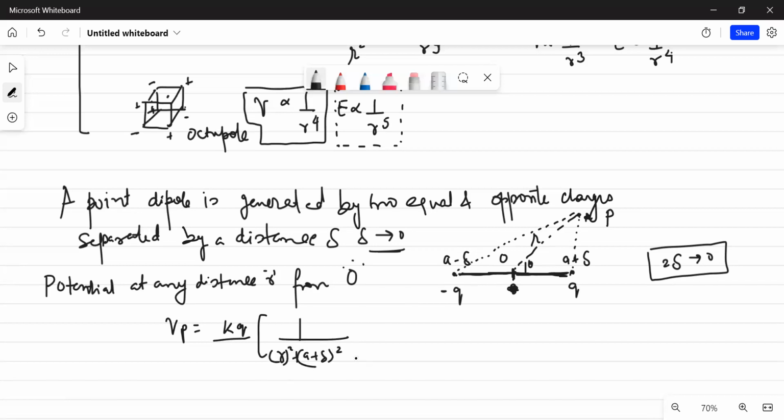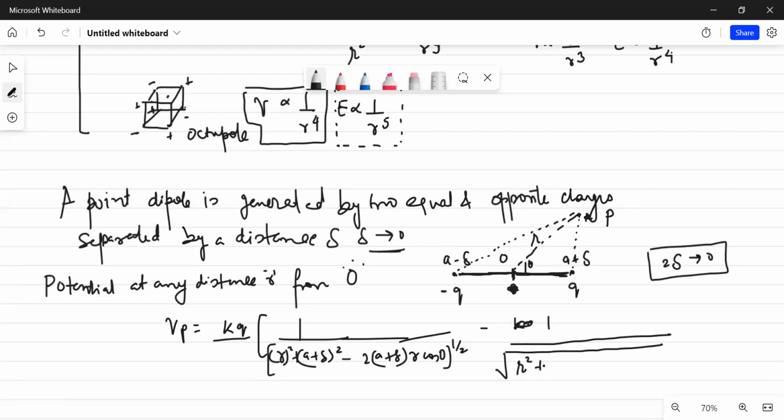Here also I'll write A R square, and this will be minus 2A plus del, and then there would be R, and then there would be cos theta, and there would be a 1 over half, and then minus K, sorry, this will be 1 upon root over R square, and then A minus del का whole square, and then minus A minus del, and then R, and then cosine theta. Is that clear? Sorry, ये plus हो जाएगा, because this is theta, this will be pi minus theta. Is that clear? यहाँ तक कोई दिक्कत तो नहीं.